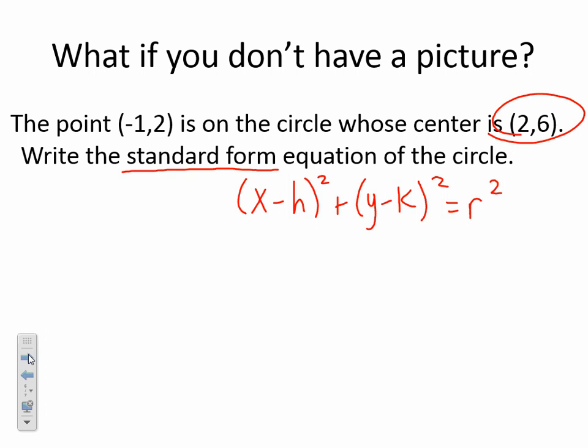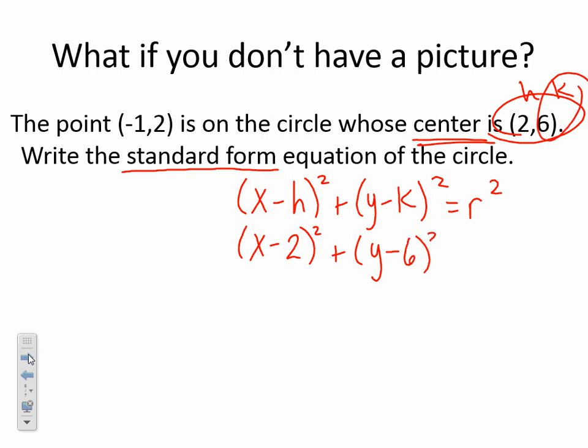Here's what we have. X minus, who's the h part of the center? Remember that you're looking at the center here, h and k. So h is 2, so we'll plug that in. And then we'd have y minus, what's the k value for the center here? That's 6 squared equals r squared. So we've plugged in the center.